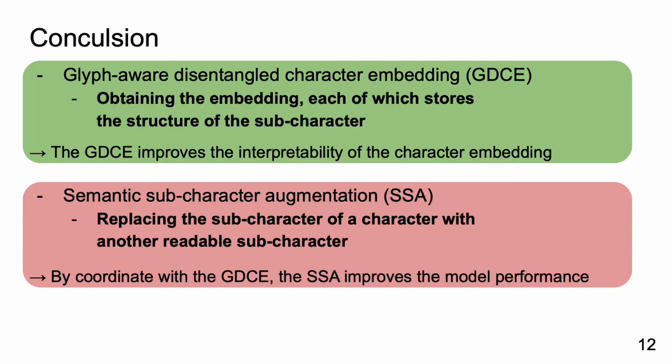Finally, I conclude my presentation. The GDC improved the interpretability of the character embedding, and the SSA improved the model performance. This helped to improve the interpretability and robustness of our proposed framework. That's all. Thank you for listening.